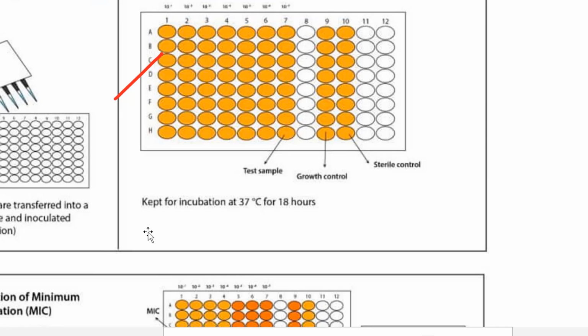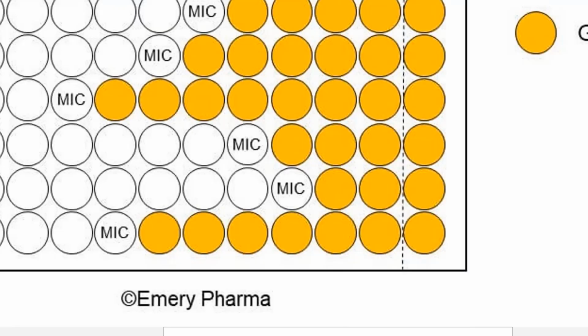Then you keep it for 18 hours or 24 hours at 37 degrees Celsius. These are the different antibiotics you have added, and the bacteria also, and then you have kept a sterile control, a growth control, and a test sample. Sterile control is where you do not add any bacterial inoculum, and growth control is a medium which will favor the growth. So this is the positive control, this is the negative control, and here you add all the antimicrobial agents in different dilutions, and then after 24 hours, this is what you see.